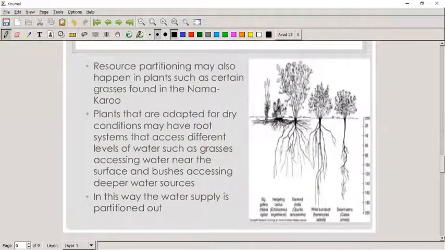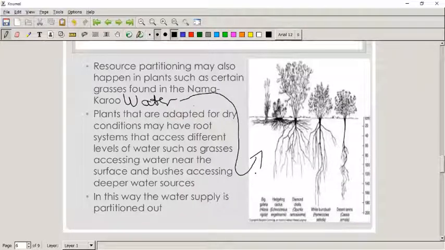In plants, we also find resource partitioning. So what is competition normally for plants? Mostly the competition is for water. We did say they can also compete for sunlight and minerals, but water is the main one, especially in a desert area. Here we have an example of resource partitioning within a desert area. We find here five different plants, and each of them has a different structure in its root system.